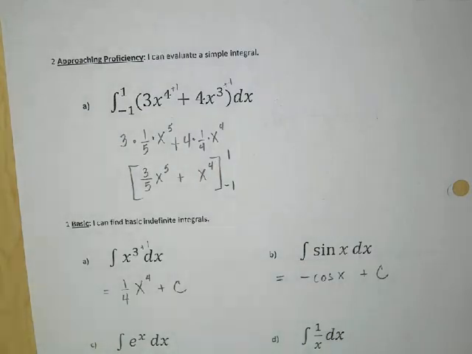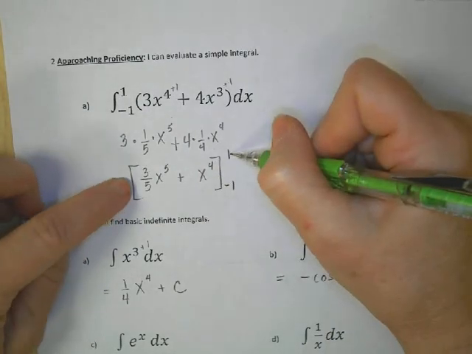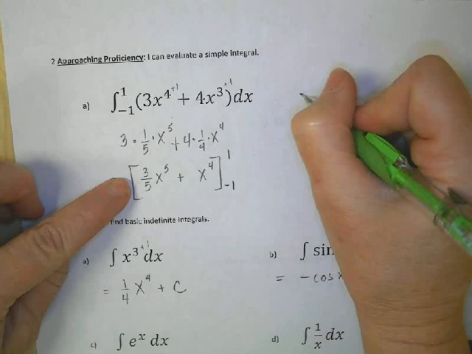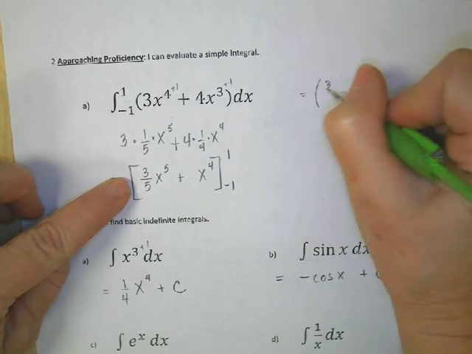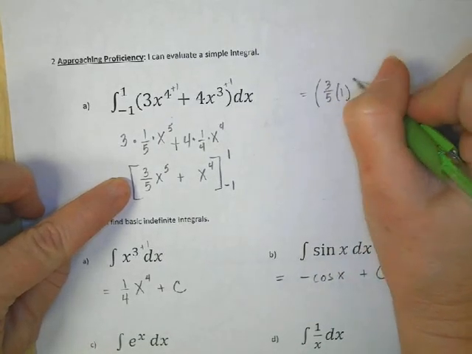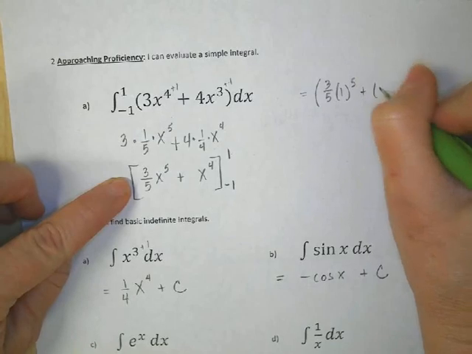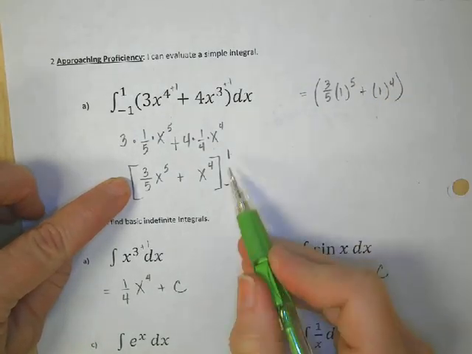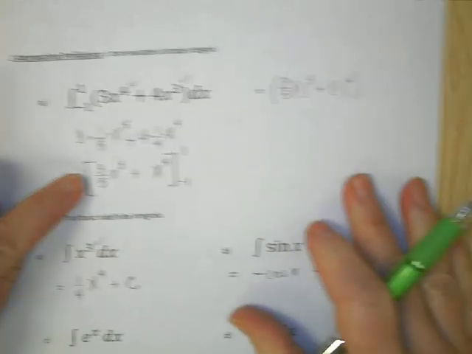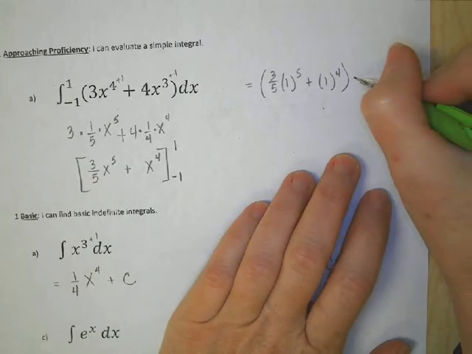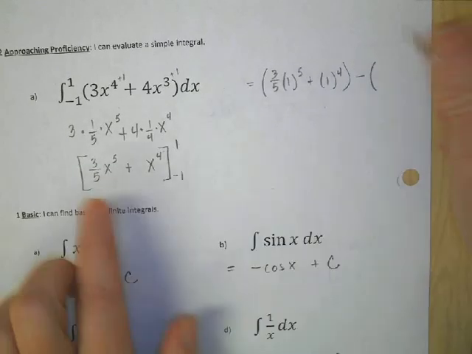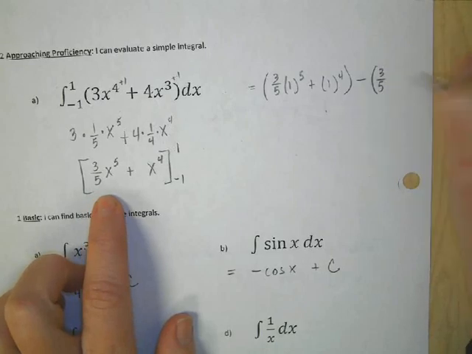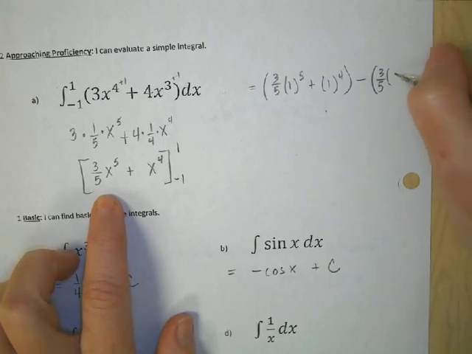So I'm going to do the upper bound first. I'm going to substitute in a 1. So I'm going to have 3/5 times 1 to the 5th plus 1 to the 4th. That's with substituting in my 1. And then the other side, I'm going to minus 3/5. I'm going to plug in -1 to the 5th plus -1 to the 4th.